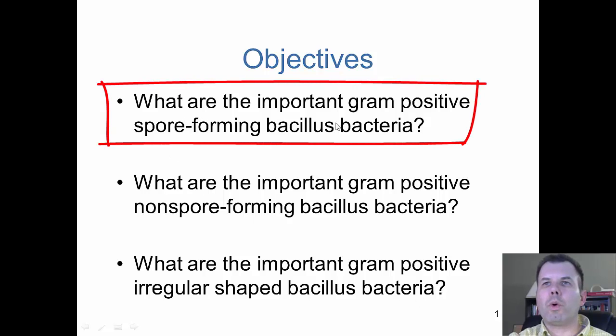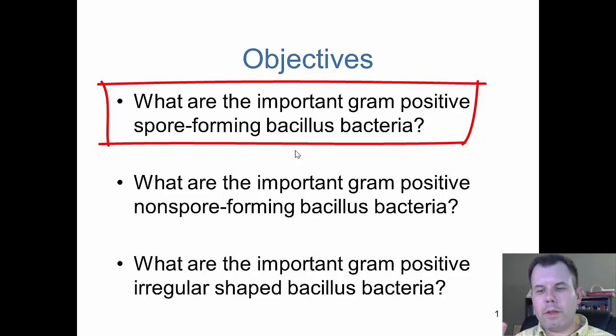If we look at our objectives, the first thing we're going to look at is what are the important gram-positive spore-forming bacillus bacteria. This chapter is really broken down into three major groups. You have the spore formers, the ones that form endospores, the non-spore formers, and then the ones that are irregular shaped or have some different cell walls than normal. And that's how we really divide this chapter.